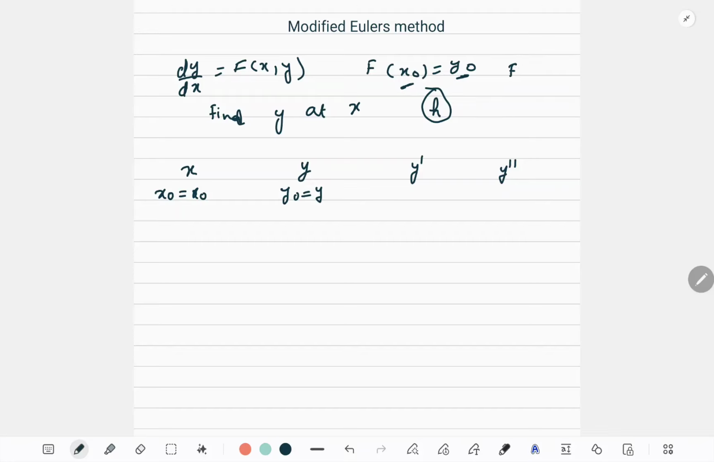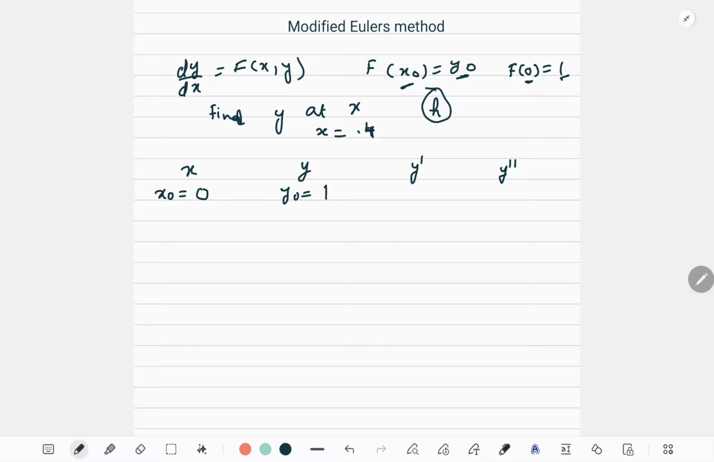Suppose I am giving f of 0 is equal to 1. So here I will change this value. x0 is equal to 0 because here it is 0, and y0 is equal to 1 because here it is 1. Okay, so this is the initial condition given. And suppose I am asking you to find y at say 0.4.